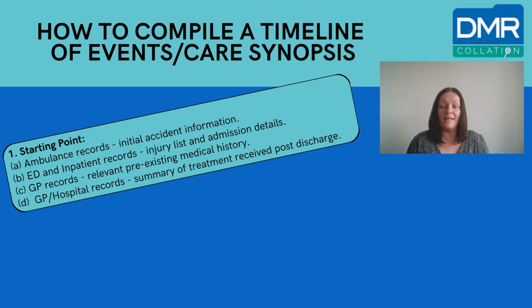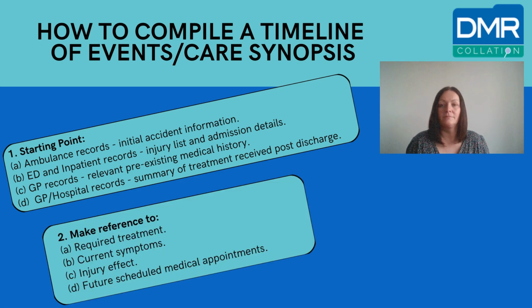Secondly, review the A&E and inpatient records to determine the injury sustained and admission details. Thirdly, review the GP records for relevant pre-existing medical history now you have a comprehensive list of injuries sustained. And finally, review the correspondence within the GP and hospital records to produce a summary of what treatment has been received as an inpatient and post-discharge.